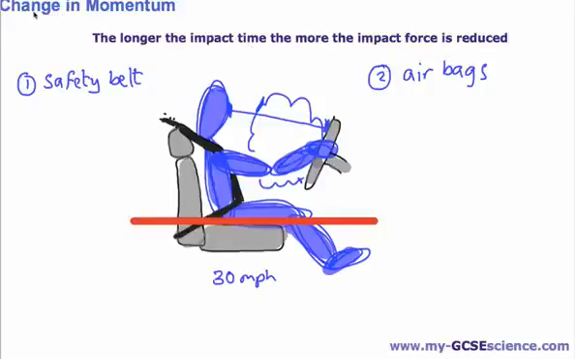I've written change in momentum over here, because what basically happens is there is a change in momentum between when the car is moving and when the car stops, and to increase the amount of time for that change of momentum to happen, it's again based around this idea in the sentence that I've written here. So you should be able to evaluate these three ideas, and if you're given some data about how impact forces can be reduced, it's going to be about increasing that impact time and therefore reducing the impact force.